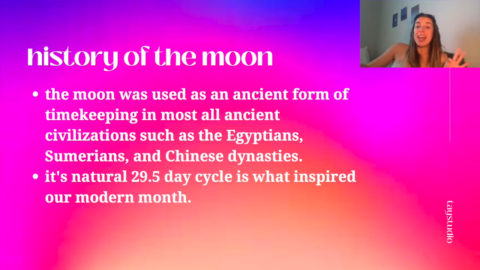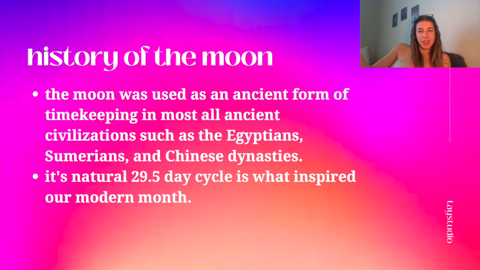First, I'm going to do a little history of the moon lesson, because I don't know if I ever talked about this, I'm obsessed with ancient civilizations, like the Egyptians, ancient Greeks, the gods, the Sumerians, the pyramids, all that stuff. The moon was actually used as an ancient form of timekeeping in most all ancient civilizations, such as the Egyptians, Sumerians, and Chinese dynasties. Its natural 29.5 day cycle is what inspired our modern month.